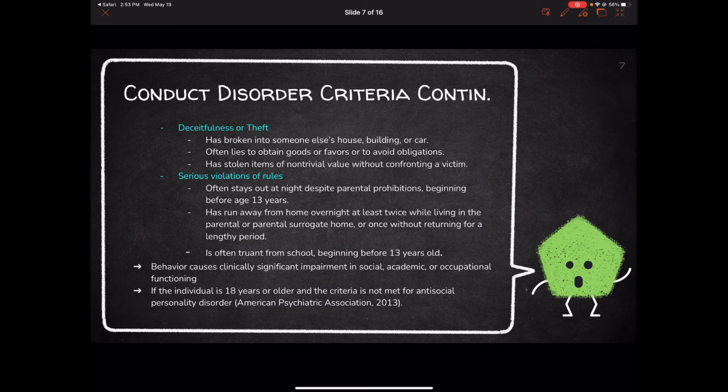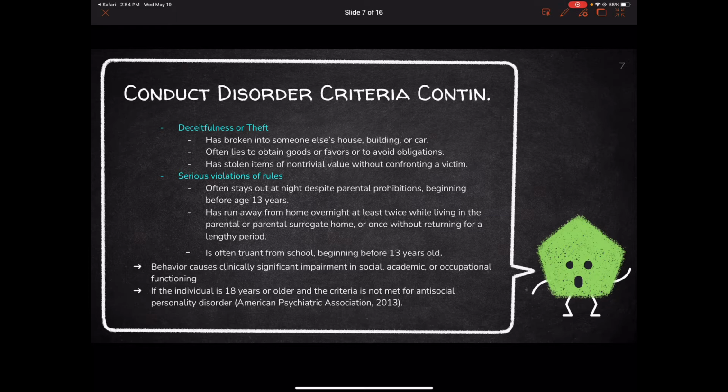And then the last category is serious violations of rules. So if they've stayed out at night despite their parents' rules, and this begins before they are 13 years old, if they've run away from home overnight at least twice while living with their parents or with parental figures, or if they've run away from home once without returning for a lengthy period, and then also if they're truant from school beginning before they're 13. These would fall under that category. So this behavior can cause clinically significant impairments in their social, academic, as well as occupational functioning.